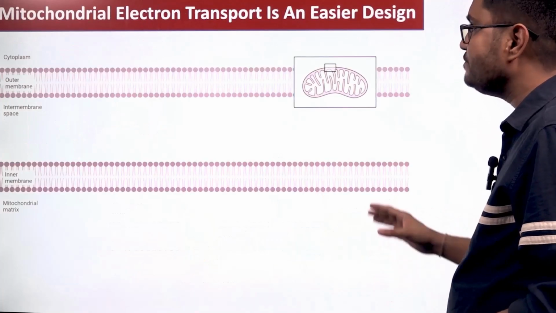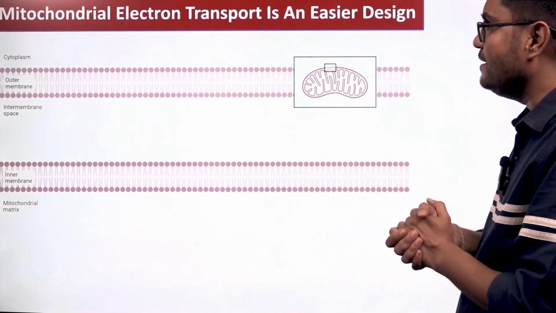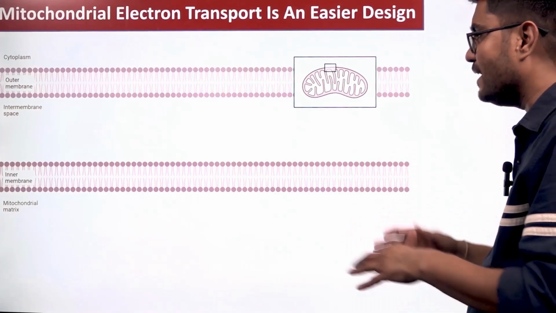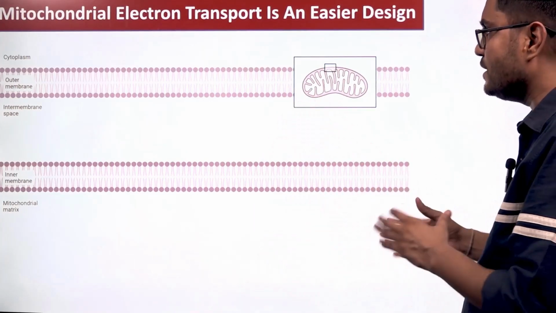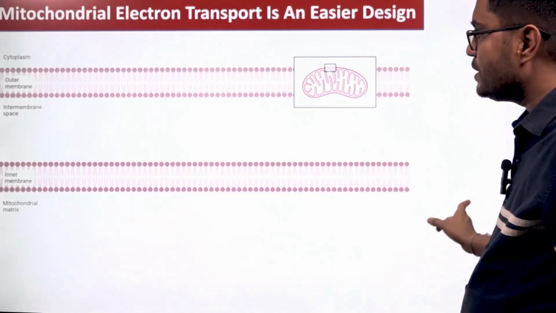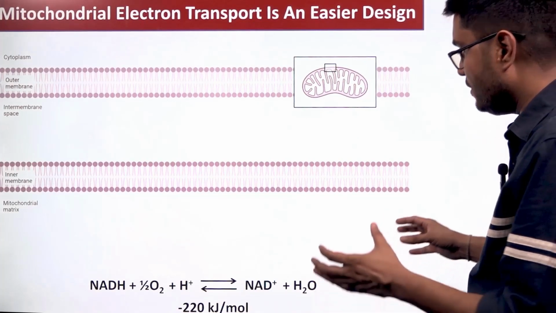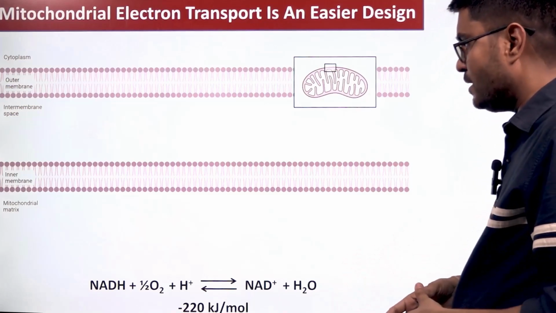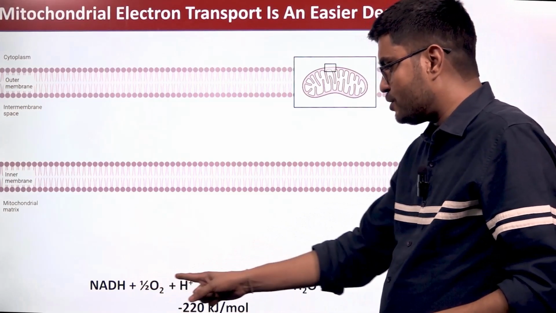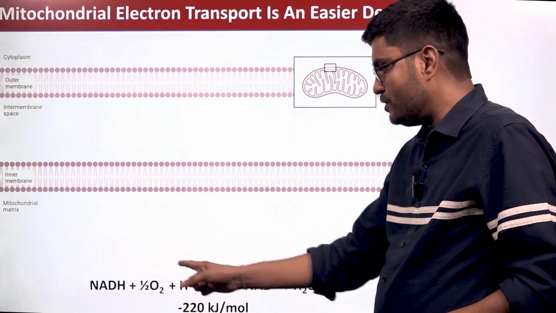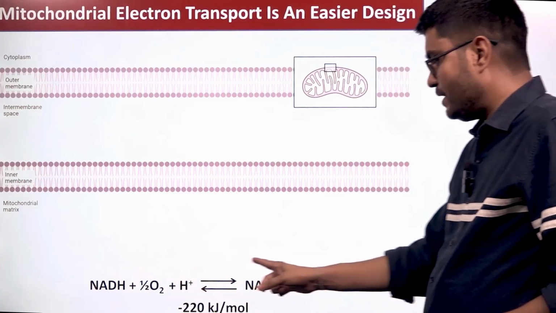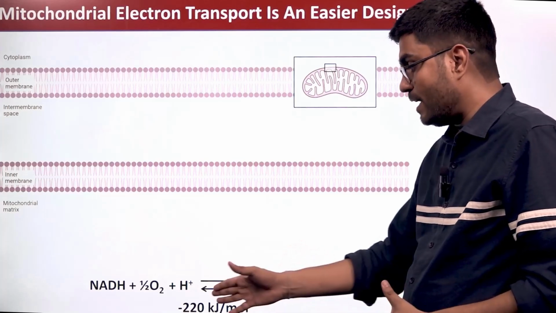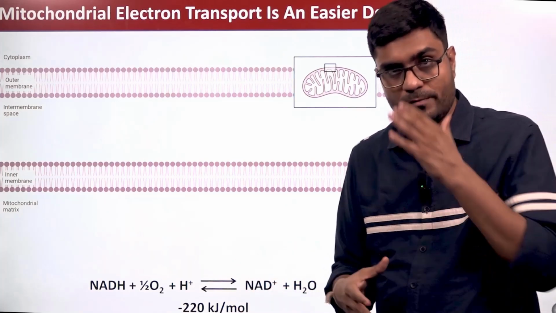Now let's see the second grand design, that is mitochondrial electron transport, which is easier than photosynthesis because we will see what is happening here. So mitochondrial oxidative phosphorylation occurs when NADH is giving its 2 electrons to oxygen, and oxygen is converting into water, and the amount of energy released here is minus 220 kilojoule per mole.